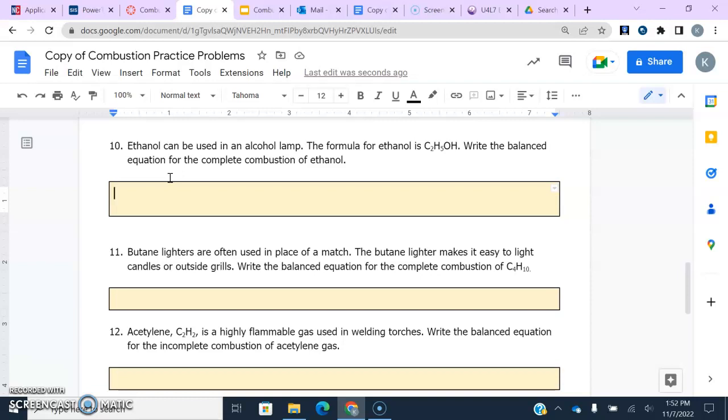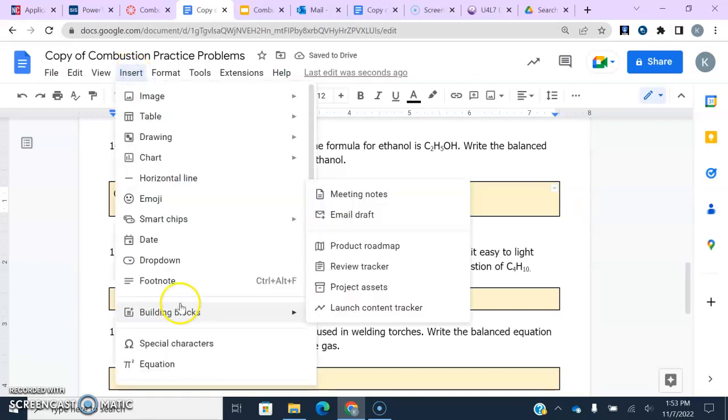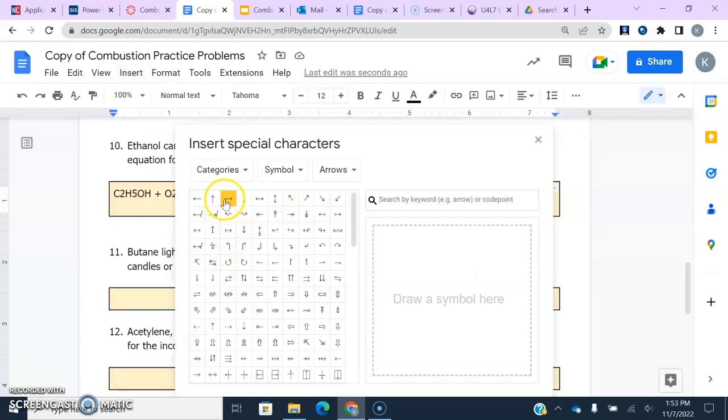The formula for ethanol is C2H5OH. Write the balanced equation for the complete combustion of ethanol. Okay, so let's write out our equation and then let's balance. So we have C2H5OH plus, we know that it's O2 because oxygen gas always goes in on the left-hand side in a combustion reaction. And remember, oxygen is always diatomic, so it's at least always O2. Now, we need a little arrow, so we'll go to Insert, Special Characters, and they have arrows here, so you can just put in a right arrow.